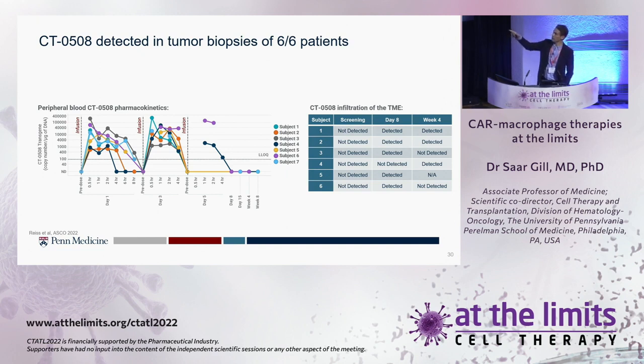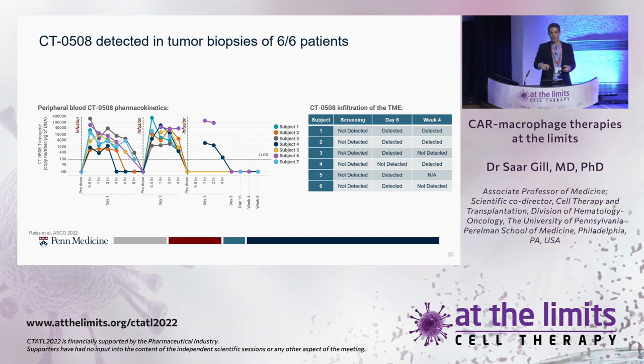Here is, I think this was done with ddPCR, so the quantitative PCR of the product. Again, each line is an individual patient. You can see after each infusion a rise in the number of CAR macrophages and then a very quick drop-off with no persistence in those cells.